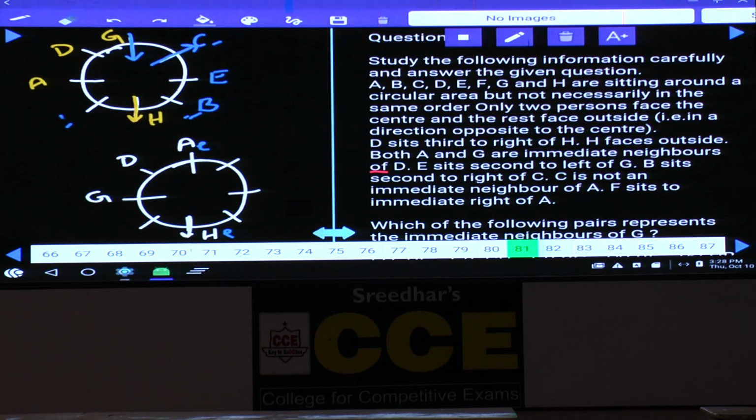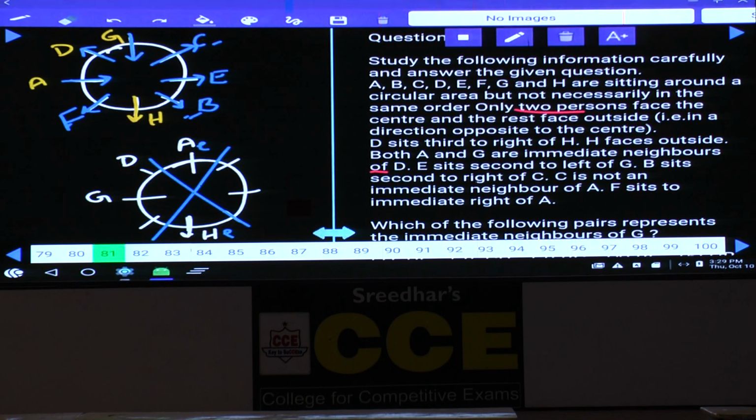F is to the immediate right of A, so F is here. Now this A must be facing towards the center. Earlier, only 2 persons face the center, and the rest face outside. A and G are the only 2 persons facing the center, all the remaining persons are away from the center. Clear? Now this is about question numbers 81 to 85.